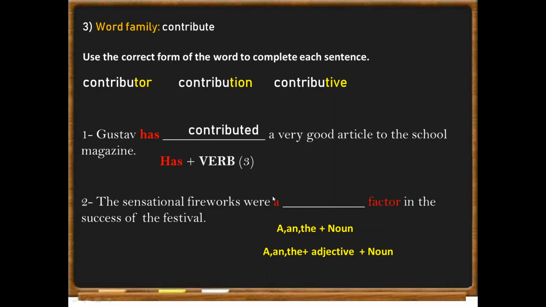Okay, so again I have an article, عندي فراغ وعندي اسم. Now in English the order would be, يصبح الترتيب article, صفة، اسم. Again article واحدة من أدوات التعريف زائد صفة زائد اسم. عندي الارتيكل A وعندي الاسم هو الفاكتور عامل، فبالتالي بيصبح عندي فقط الصفة المفقودة. فبالتالي in this blank we have to add the adjective which is contributive. Okay, فبتصبح الجملة the sensational fireworks were a contributive factor in the success of the festival.